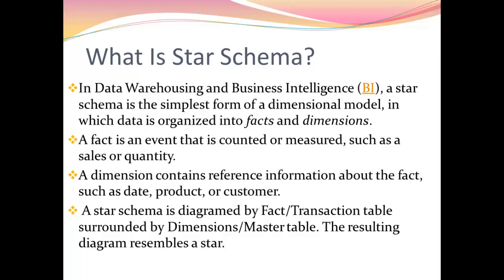What is star schema? In data warehousing and business intelligence, a star schema is the simplest form of a dimensional model in which data is organized into facts and dimensions. A fact is an event that is counted or measured, such as a sales or quantity. A dimension contains reference information about the fact, such as date, product, or customer. A star schema is diagrammed by a fact or transaction table, surrounded by dimension tables. The resulting diagram resembles a star.